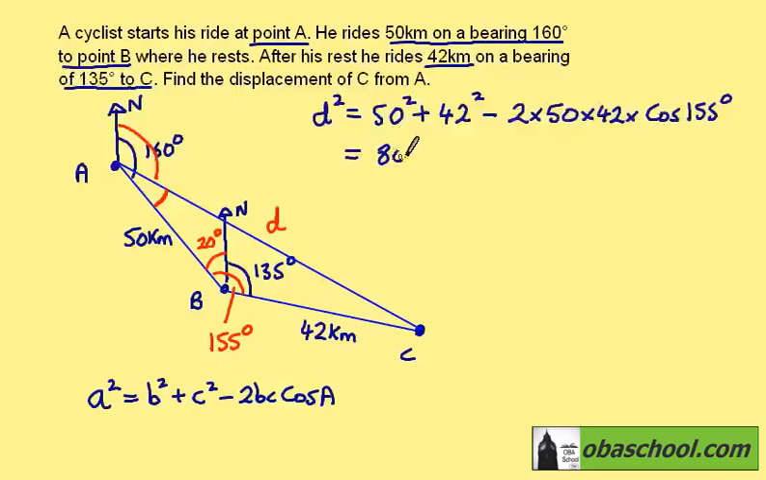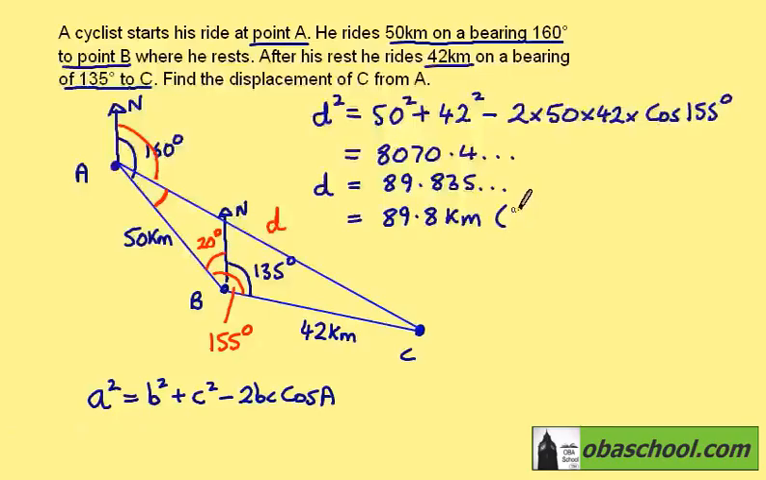This calculates to 8070.4 and so on, and taking the square root gives D is 89.835 and so on, or 89.8 kilometers, correct to 3 significant figures.